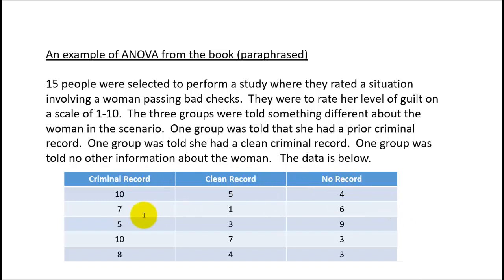We're going to work with these figures in this example. These also follow along with what's in the book, so you can check on that to see if it makes sense to you.